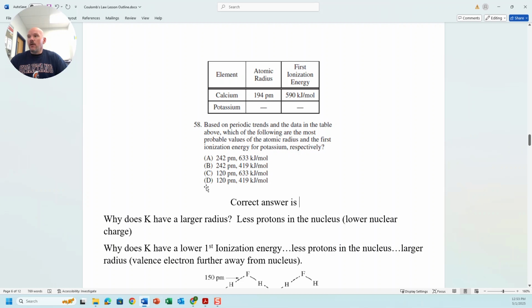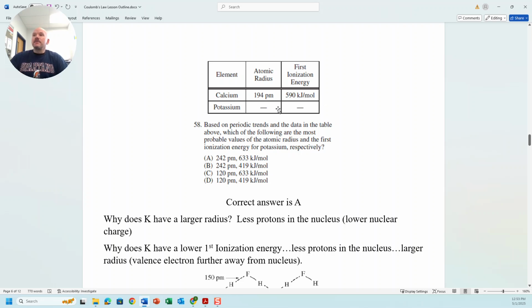So we know C and D are out. And it would have a lower first ionization energy, because the further the electrons are away from the nucleus, the easier they are to remove. So we know it can't be choice B. So it has to be choice A, right? So choice A is the correct one there. Don't know why I had choice D, okay? But again, why?